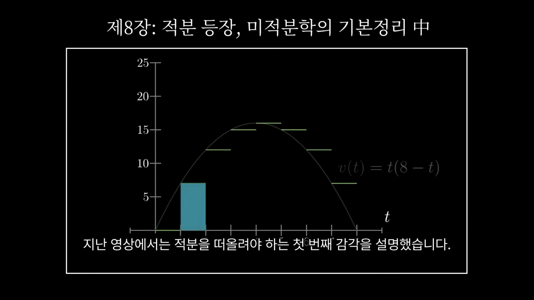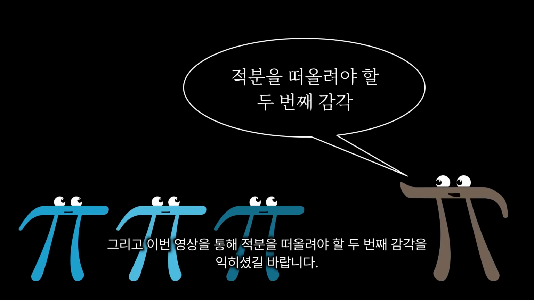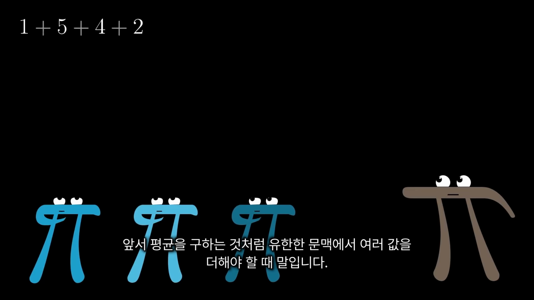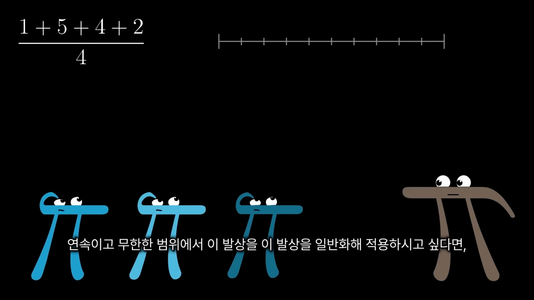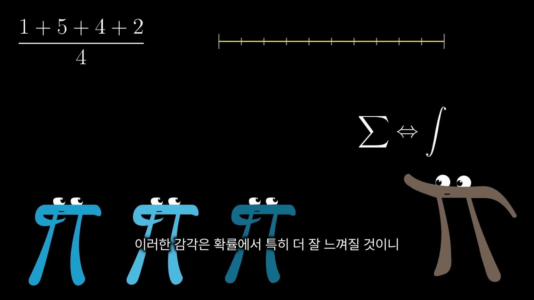In the last video, I described a sensation that should bring integrals to your mind, namely, if you feel like the problem you're solving could be approximated by breaking it up somehow and adding up a large number of small things. And here, I want you to come away recognizing a second sensation that should also bring integrals to your mind. If ever there's some idea that you understand in a finite context, and which involves adding up multiple values, like taking the average of a bunch of numbers, and if you want to generalize that idea to apply to an infinite continuous range of values, try seeing if you can phrase things in terms of an integral. It's a feeling that comes up all the time, especially in probability, and it's definitely worth remembering.